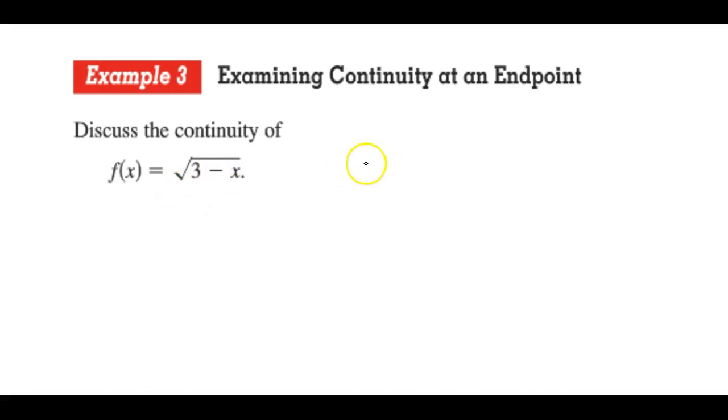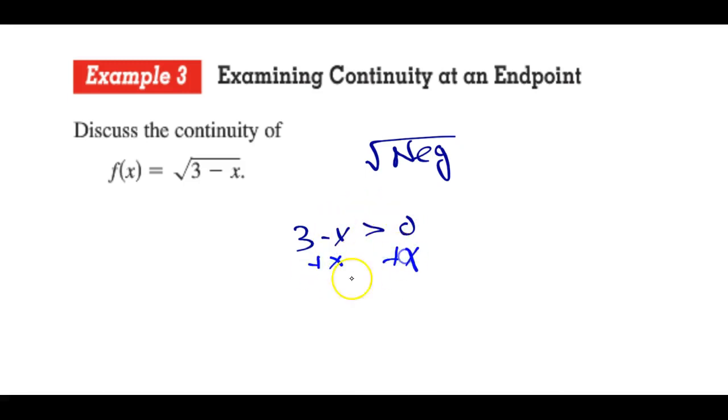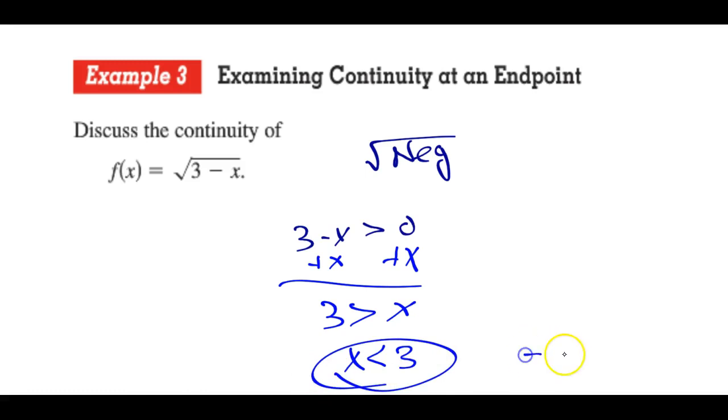So here, you know that you can't take the square root of a negative number, so 3 minus x has to remain positive or greater than 0. So I'll add x to both sides and get 3 is greater than x, which of course means x has to be less than 3. You could write that in interval notation from negative infinity all the way up to 3, and it cannot include 3. If there was an equal sign underneath there, well, actually, I think there is an equal sign, because you can take the square root of 0.